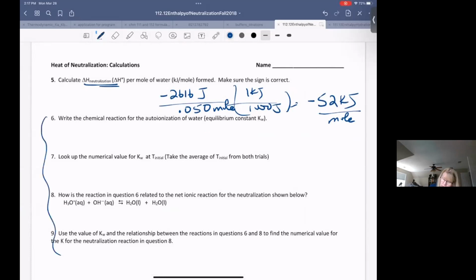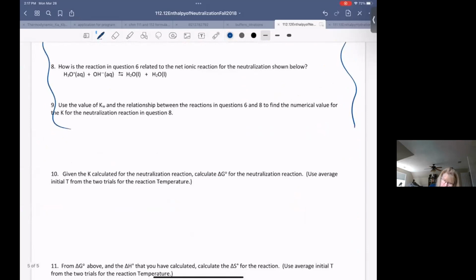Our job is now to figure out what we're going to do with this, because our goal is not to get delta H, that's Chem 111. Our goal is to get the equilibrium constant, a delta G, and a delta S, with a note that our delta G naught, remember naught is standard state, is going to equal minus RT times the natural log of the equilibrium constant, the same equilibrium constant we've been working with.